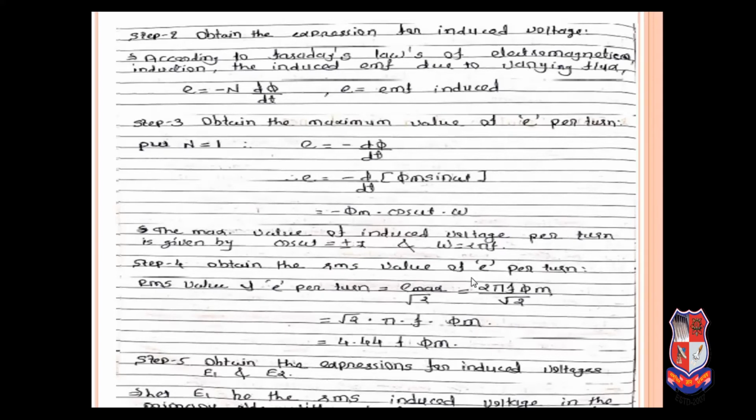So we can try to solve the equation. We can get the answer root 2 into pi into f into phi m, and root 2 into pi, so having an answer that is equal to 4.44 f into phi m, where f is considered as a frequency. Now go for step number 5, obtain the expression for the induced voltages, that is E1 and E2.